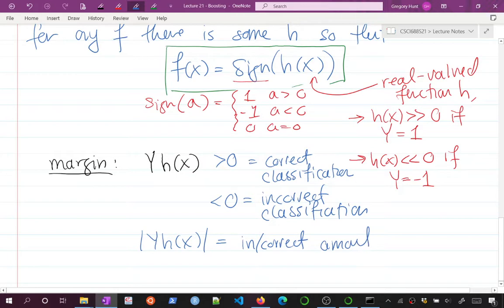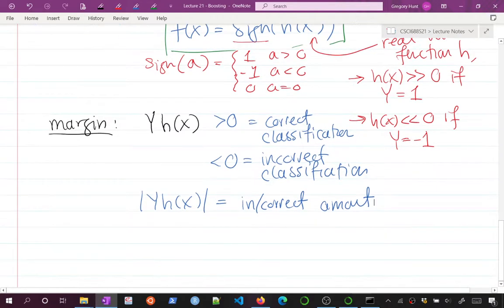amount. So if it's really, really positive, that means we have big confidence that we have a plus 1 class, and it is plus 1 class. If it's really, really negative, either we're really confident it's class 1, but it's actually class negative 1, or we're really confident it's class negative 1, but it's actually class 1. So this margin tells us the incorrect or correct amount.